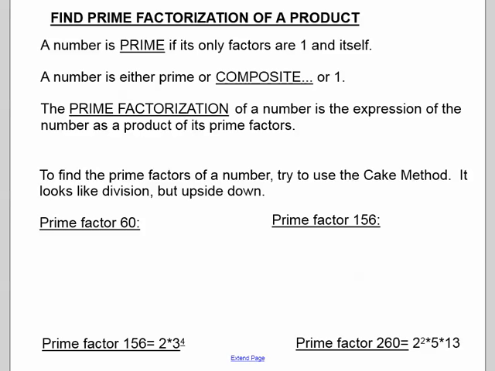We're going to talk about prime factorization of a product. So we've got a product, a number, and we're going to talk about prime factorization. First, I guess we better talk about what a prime number is. A number is prime if its only factors, the numbers that multiply together to get it, are 1 and itself, and that's it.